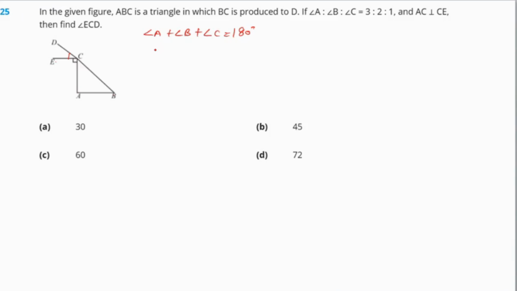Okay, and the ratio is given to us of them. So we can take it as 3x, 2x, and x, which equals 180 degrees. 3x plus 2x plus x is 6x, and 6x equals 180 degrees. The value of x we are getting is 30 degrees.